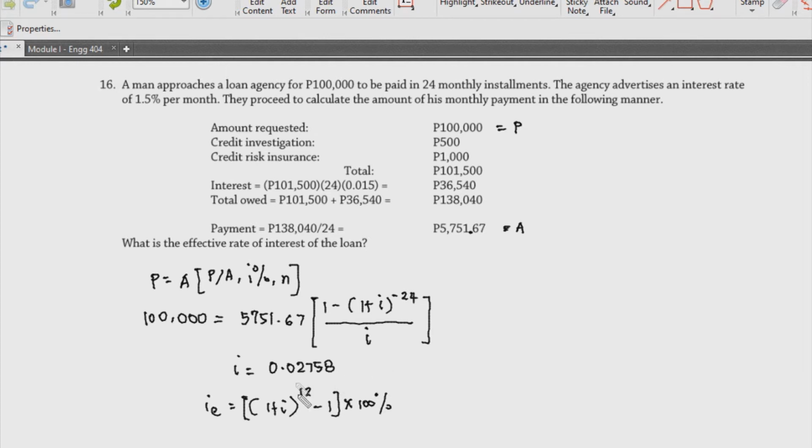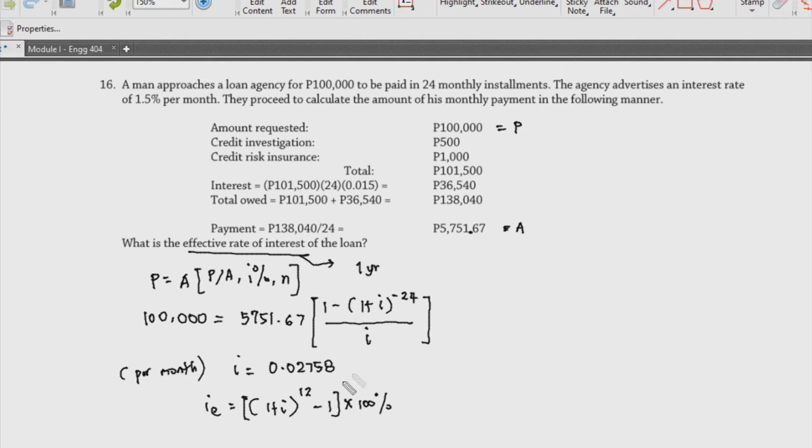Now, this value depends on the computation that you're doing. Since my I is dependent on the interest rate, diba? Ito yung interest rate per month. So, therefore, I have to make sure na yung ating N would be converted in terms of months. So, kung 1 year ang ating equivalent, then that should be 12 months. So, remember, ang effective rate of interest, this translates to 1 year lagi.